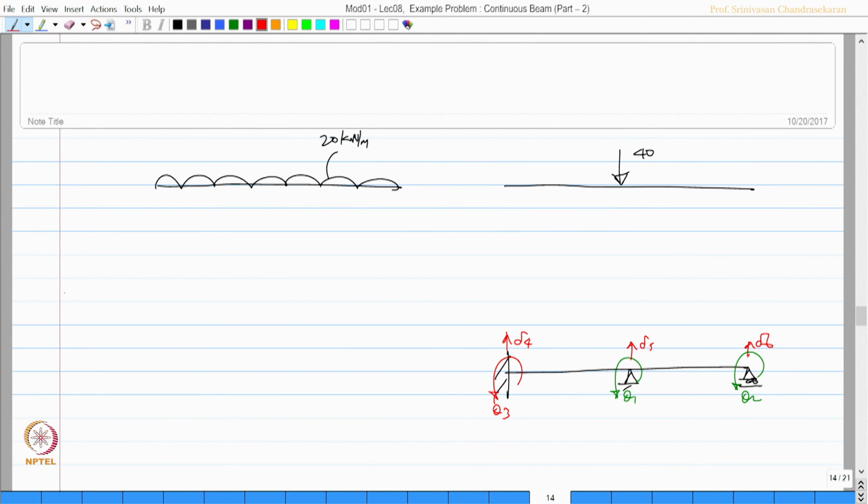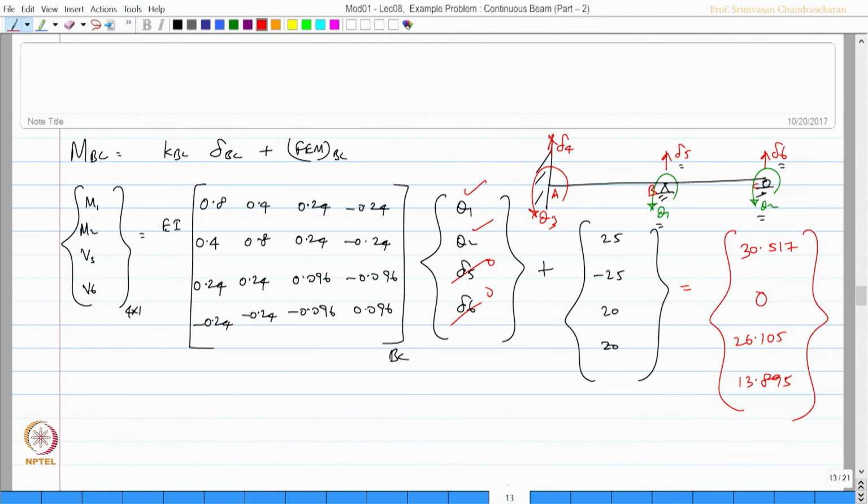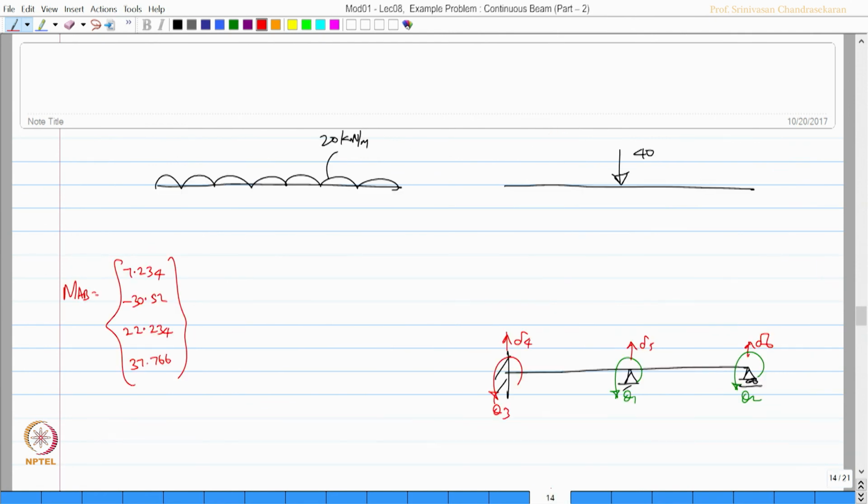This is MAB, 7.234, minus 30.52, 22.234 and 37.766. That is what we have here. Okay. Then BC, we have this vector, I am just rewriting it here. MBC is actually equal to 30.517, 0, 26.105 and 13.895. Okay. Keeping this, let us now superimpose these values in the original figure.